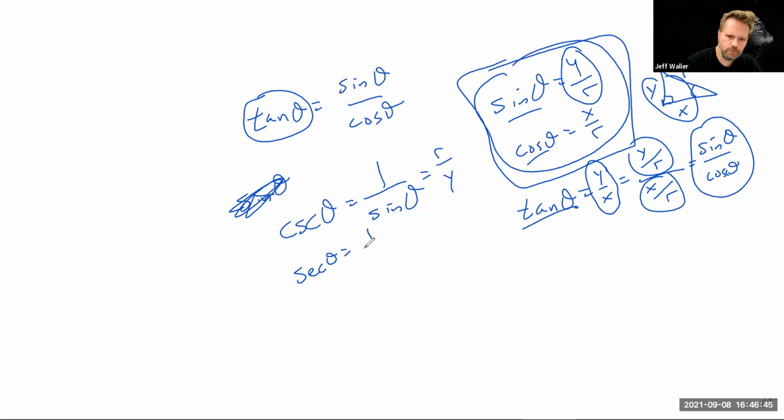Secant theta is 1 over cosine theta. So it's really just r over x. And cotangent theta is the easiest one to remember because it's got tangent in the name. Cotangent theta is 1 over tangent. So it's x over y.